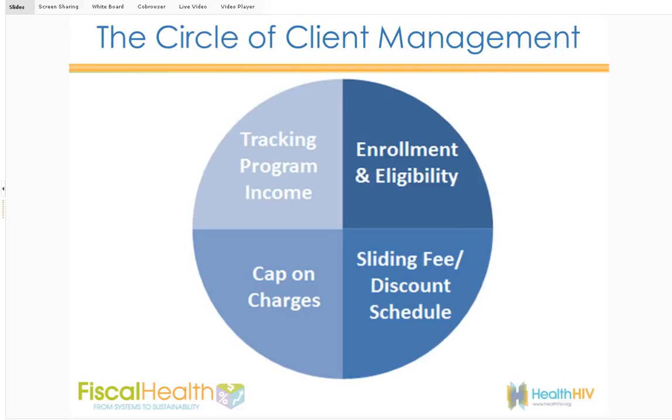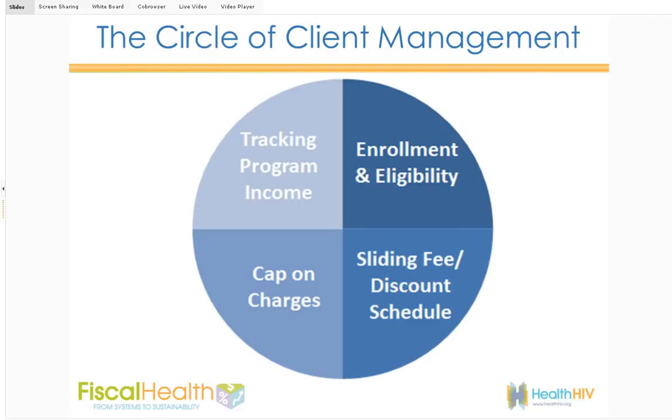And then based on the information that you receive during enrollment and eligibility, you use that to place a patient on your sliding fee scale or discount schedule. For patients that are over 100% of the poverty level, you will assign them a cap on out-of-pocket charges. And then the final stage is managing the patients and keeping track of the income that comes in from the insurance payers that you have enrolled the patient in, and from the patient themselves if they're paying on a sliding fee scale, and reinvesting that back into the program.